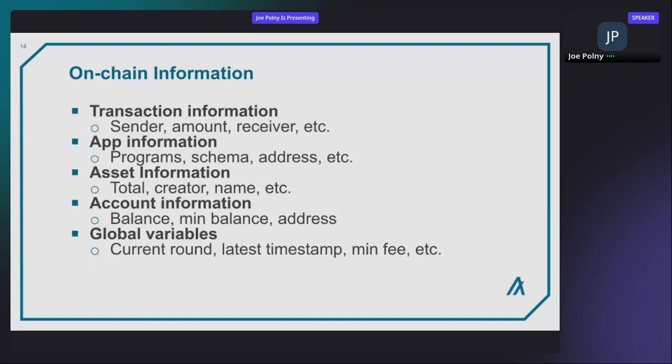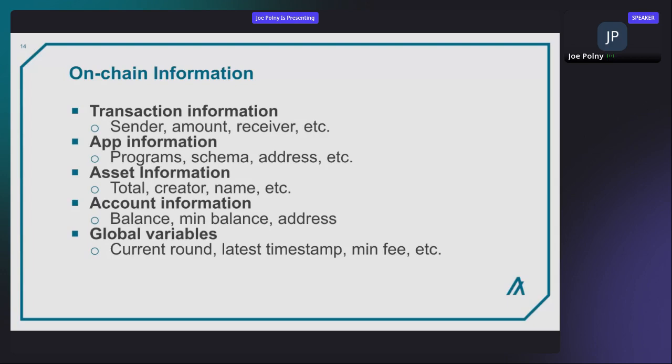So once you create the smart contract, what kind of information does it have access to? And I already discussed this a little bit, but again, there's a couple different areas of information that any given smart contract has access to. So the first of which is transaction information. So this is the sender, the amount, the receiver, basically any sort of metadata about the transaction itself, the smart contract will have access to.